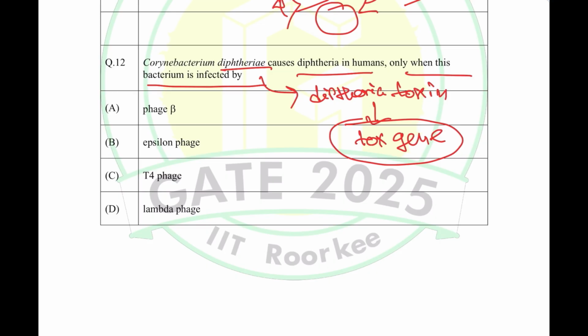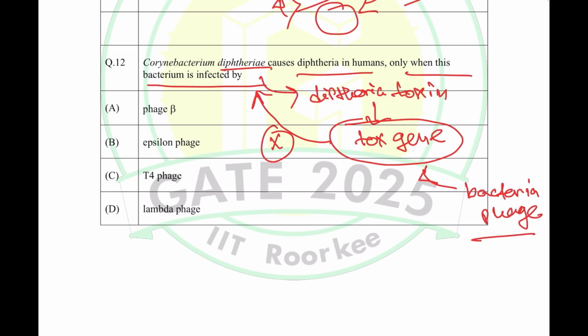So this gene is not a part of the bacterial chromosome, and instead it is carried by a lysogenic bacteriophage. Specifically, the beta phage integrates into the bacterial genome and brings along the tox gene. Like the beta phage infects the bacteria and brings the tox gene, which will further integrate in the bacterial cell.